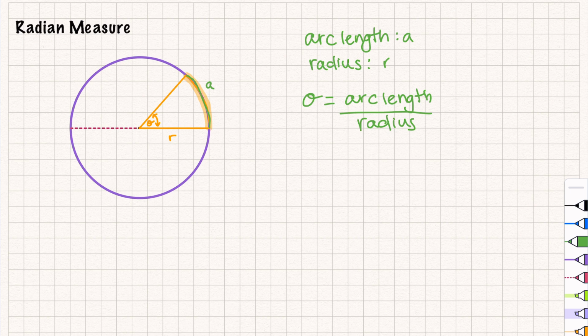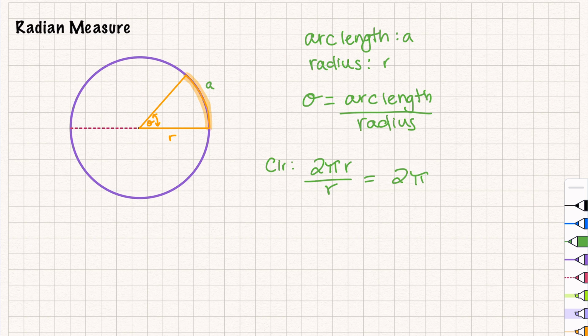So if I kept taking this length and went all the way around the circle, we know that the circumference of a circle is equal to 2 pi r. So if I were to take that and divide it by the radius to see how many times the radius goes around this circle, I'd be left with 2 pi. So that's why a full circle is 2 pi.